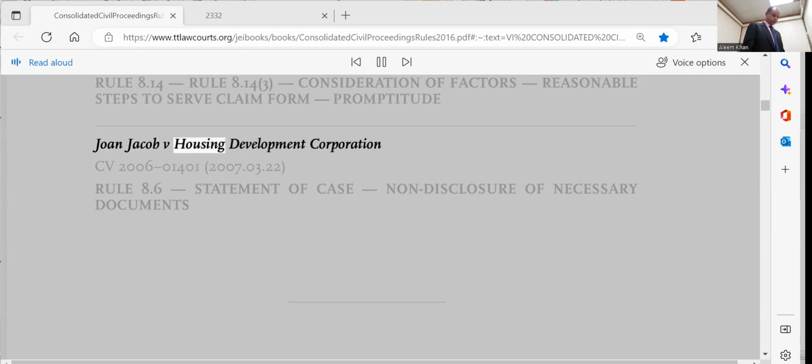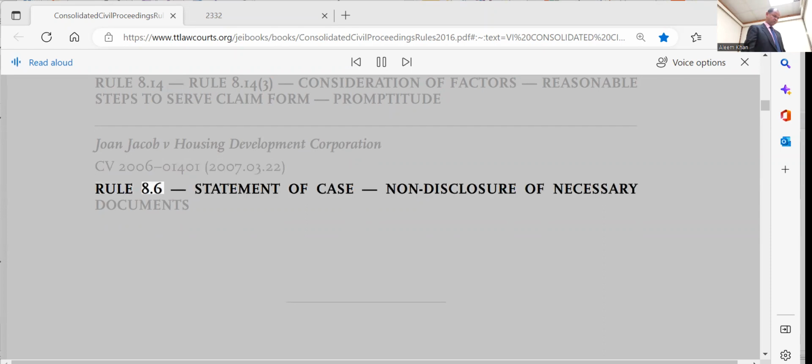Joan Jacob v. Housing Development Corporation CV 2006-01401, March 22, 2007, Rule 8.6, Statement of Case, Non-disclosure of necessary documents.